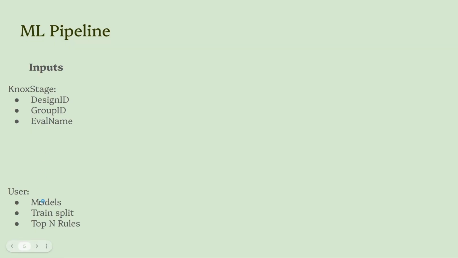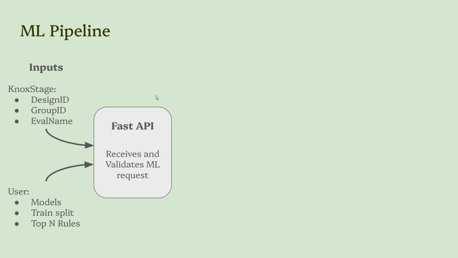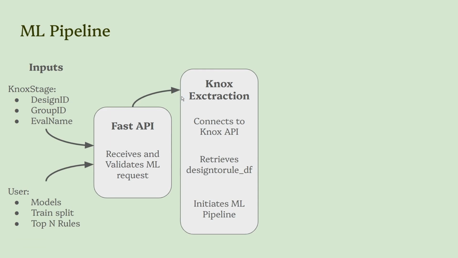The machine learning pipeline starts with the GUI, where the user specifies which machine learning models to run, how to split the data, and how many top rules to return. This request then hits a FastAPI on the backend, which validates this input for the Python scripts and connects to the Knox API.